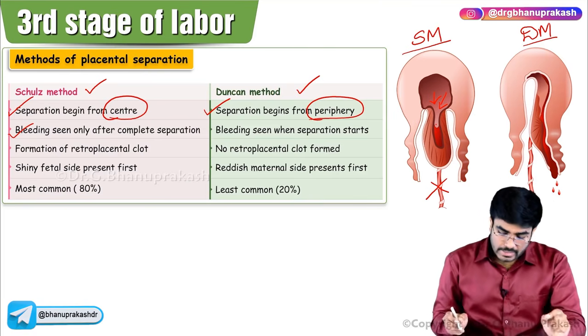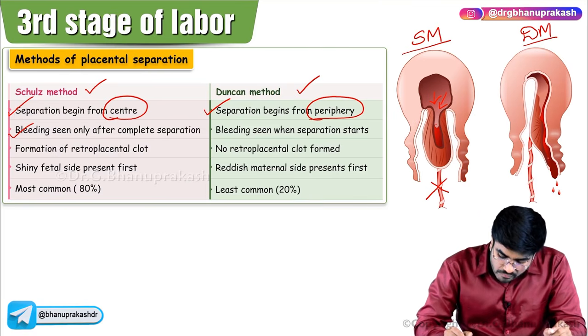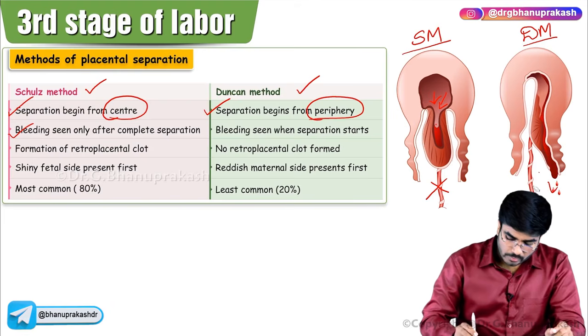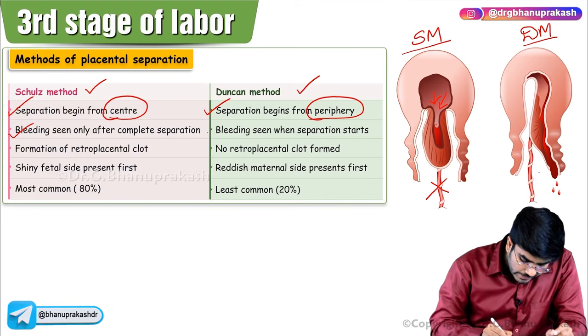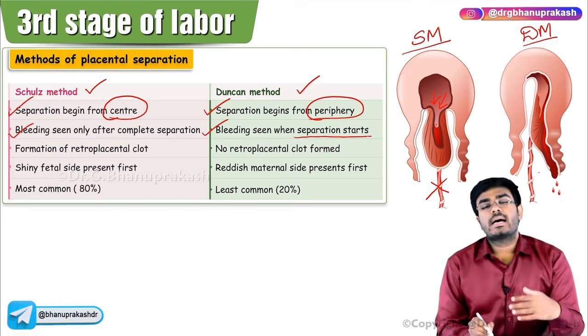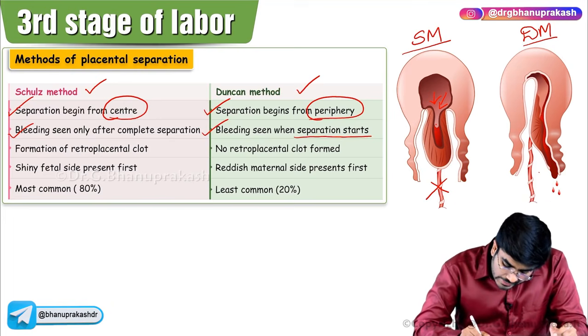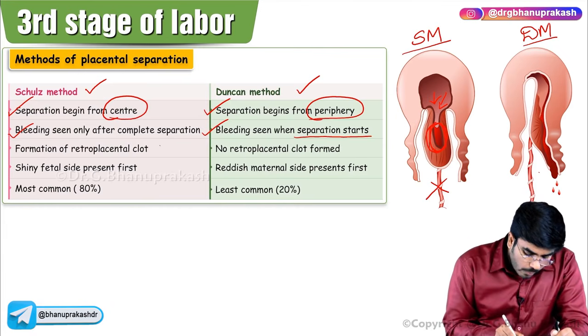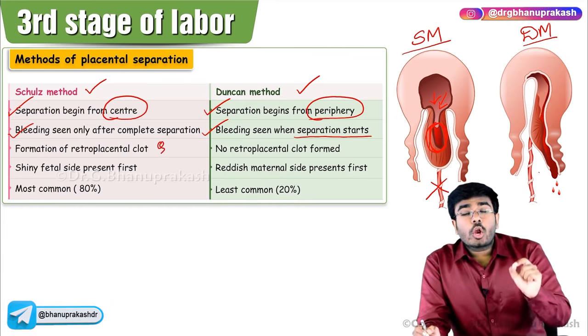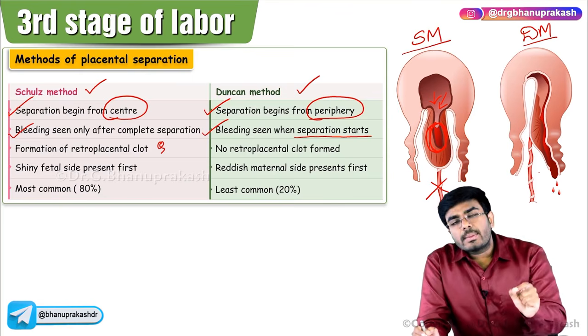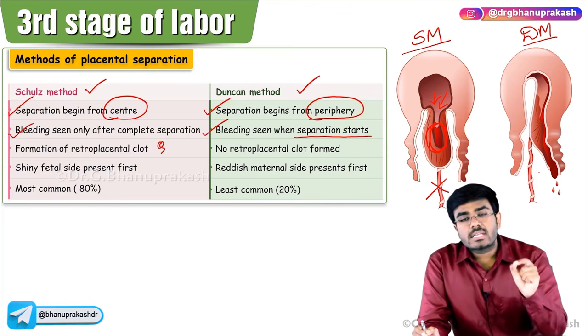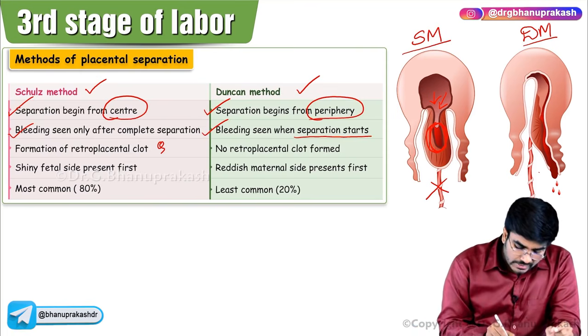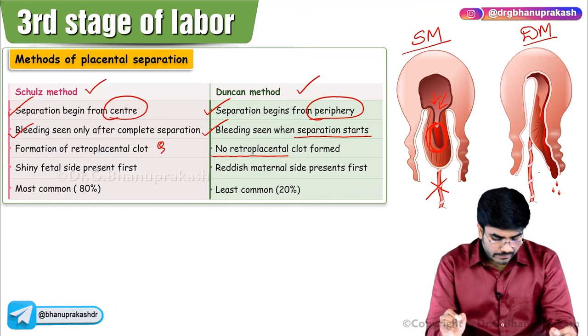But in Duncan's method, as the placenta is getting separated from one end, you can see active bleeding through the vagina. Okay, that's a very important point. So take the point, bleeding is seen when separation starts. As the blood is getting accumulated back to the placenta, all this blood will clot and form a retroplacental clot. Okay, this is a very important MCQ. Retroplacental clot is seen with which type of placental separation? It is Schell's method. With Duncan's method, there is no such retroplacental clot.